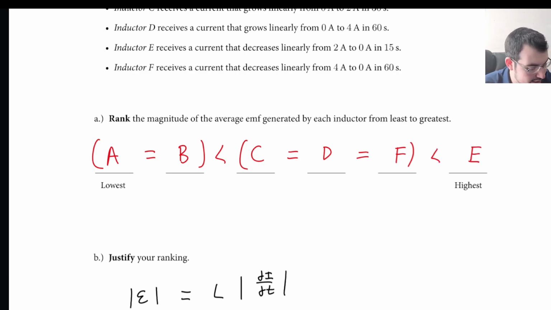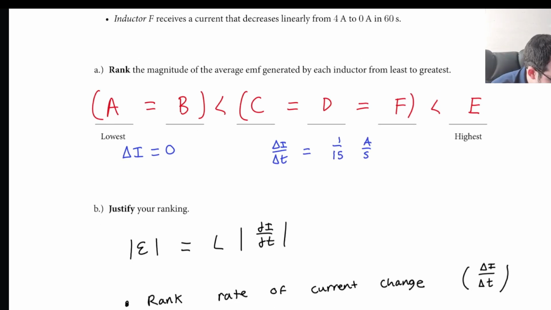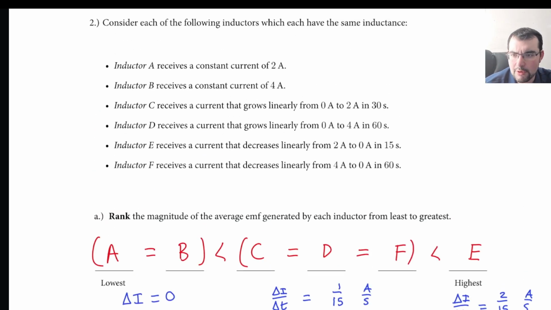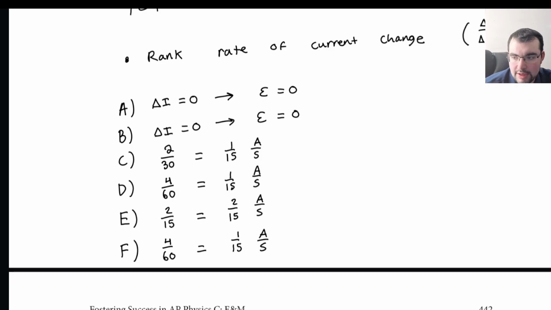Because again, we really just ranked the current change. So here we had no delta I. Here our current change, our delta I over delta t, was equal to 1/15 of an amp per second. And then same thing for E, except we had a larger change. So again, inductors are unhappy and are inducing EMFs to fight current change. So pretty straightforward ranking. Did there really need to be 6? Maybe not. But alas, here we are.